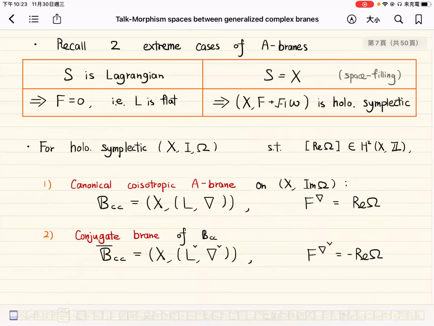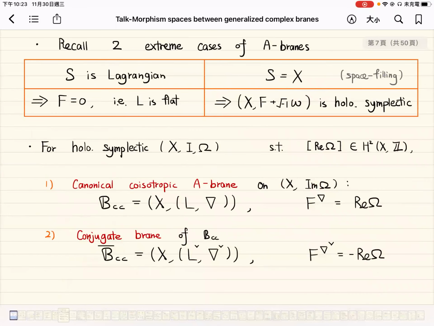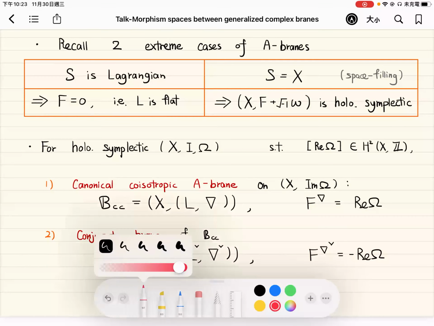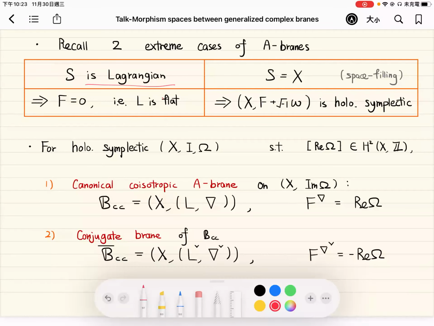So there are two extreme cases for A branes. First of all, if you assume that the support of the A brane is of minimal dimension, then it would be a Lagrangian brane. So you get a Lagrangian condition. So in this case, the curvature must be 0. That means the line bundle is flat. So this is just the ordinary Lagrangian A brane.